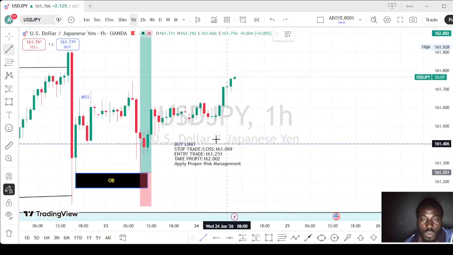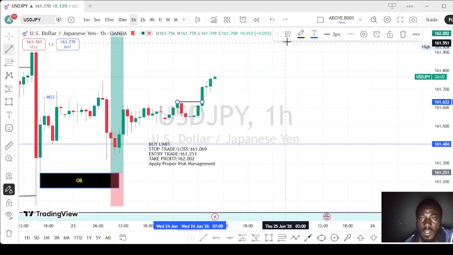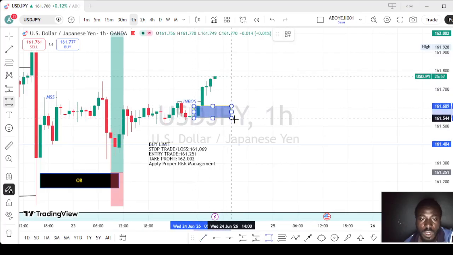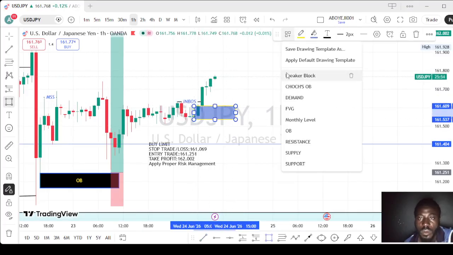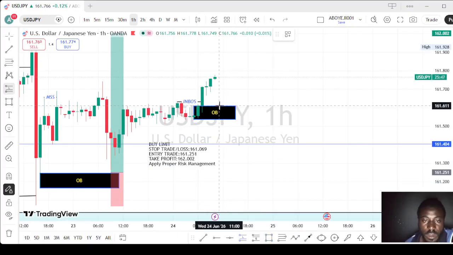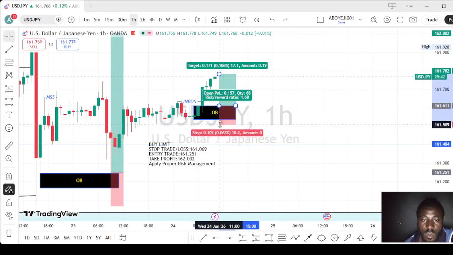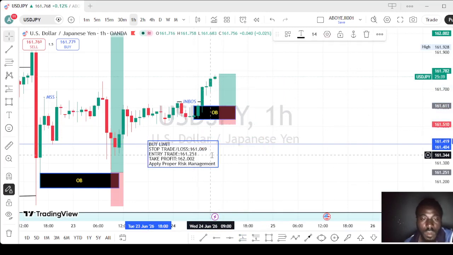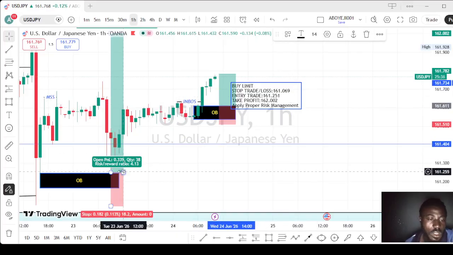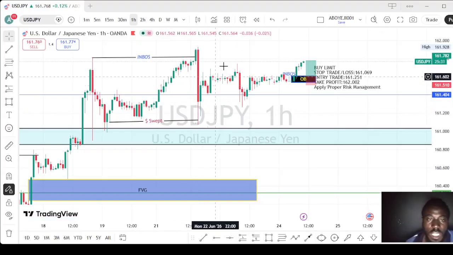This is the break of structure we are having now. And this is what the opportunity is all about. We are buying the market from here. So let's change these coordinates. This is fine. So let's move to the 15-minute time frame.